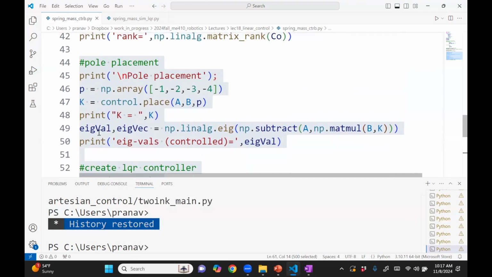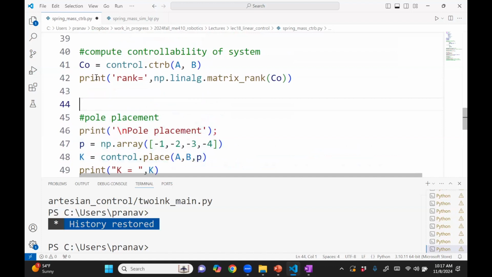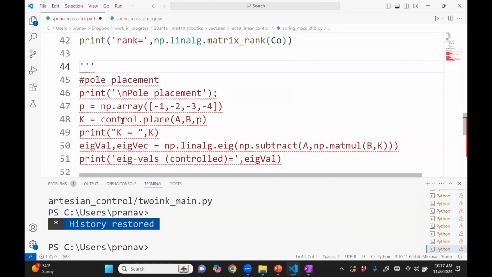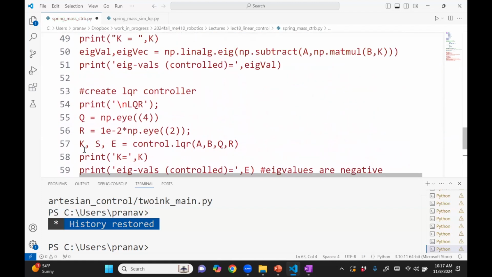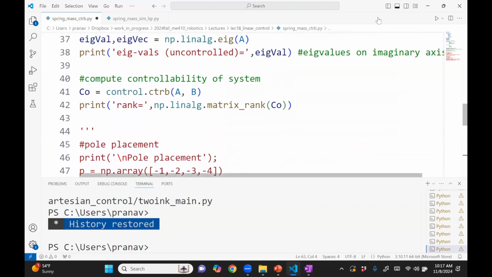Yeah, I need to comment this out for now. So I think this is a way to comment out multiple lines. Okay, so let's run this.